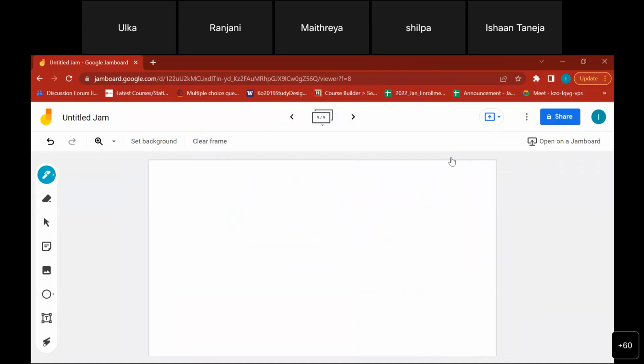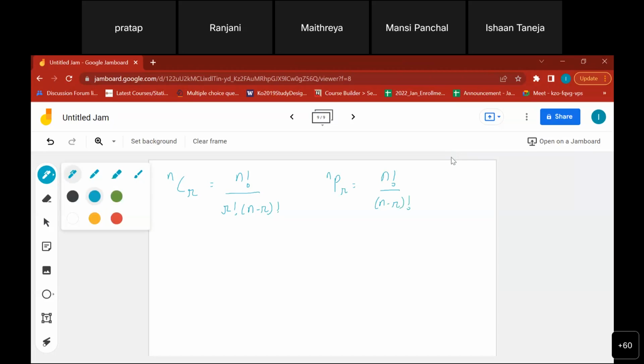Okay, moving further. You are all aware of the properties of combination a bit, like you know how to expand nCr. The formula is nCr equals n factorial upon r factorial into (n minus r) factorial. For permutation also it is clear, right? nPr is n factorial by (n minus r) factorial.